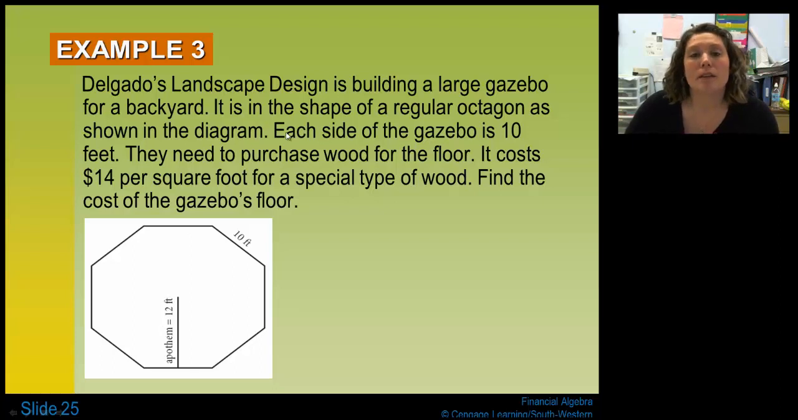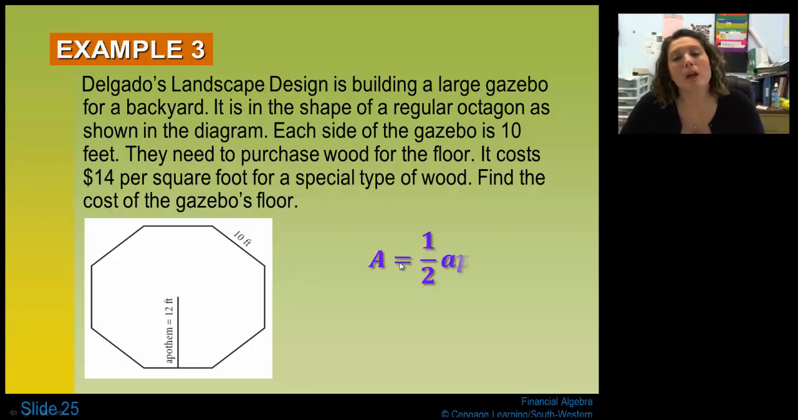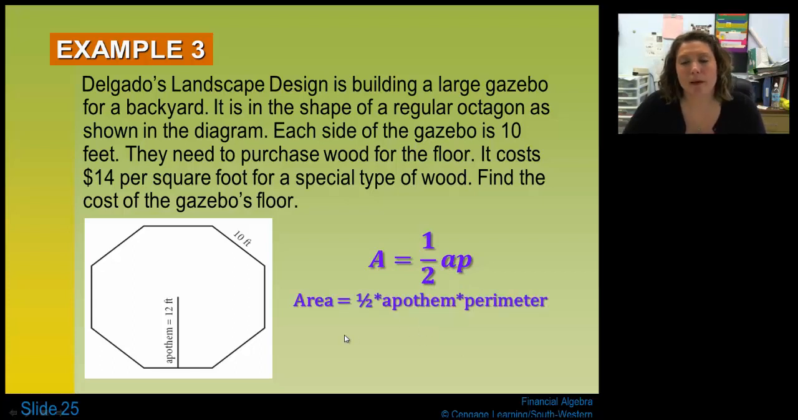They need to purchase wood for the floor. It costs $14 per square foot for a special type of wood. Find the cost of the gazebo's floor. Well, we need to do the area formula, which is area equals 1/2 the apothem times the perimeter. So the apothem here in this case is 12 feet.